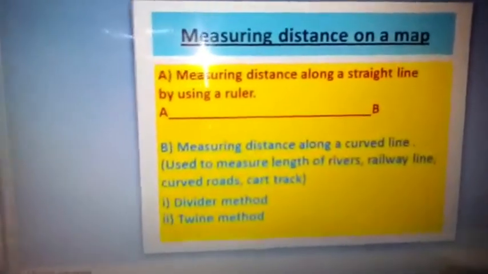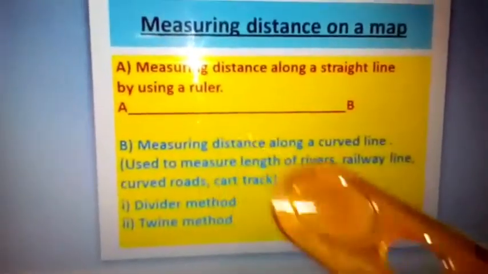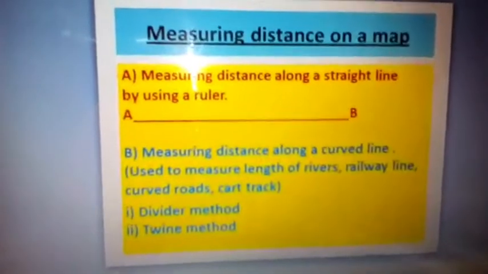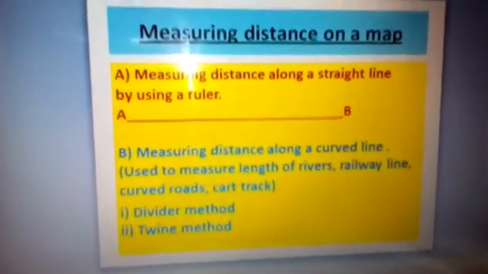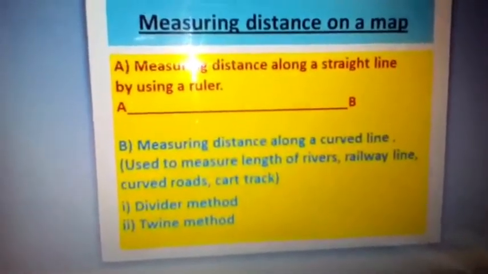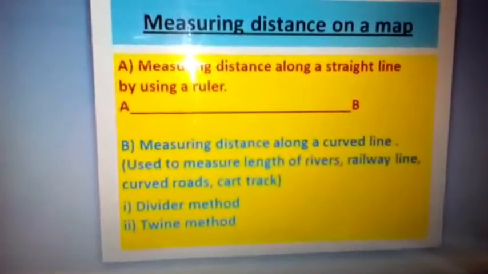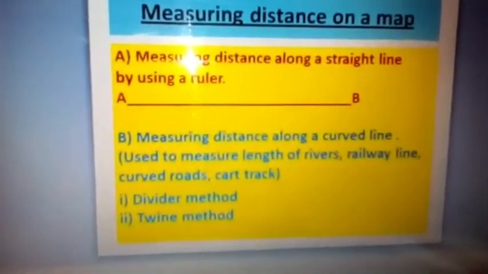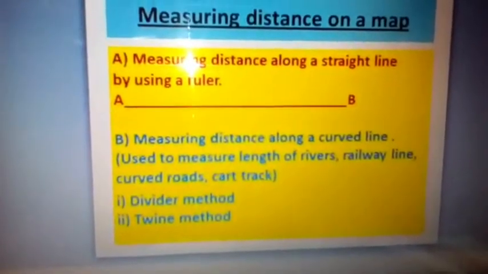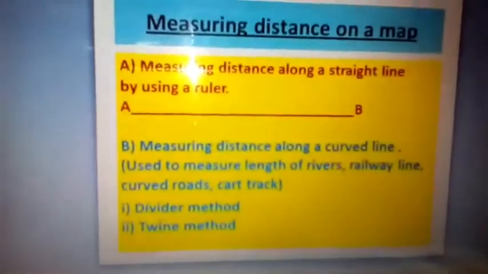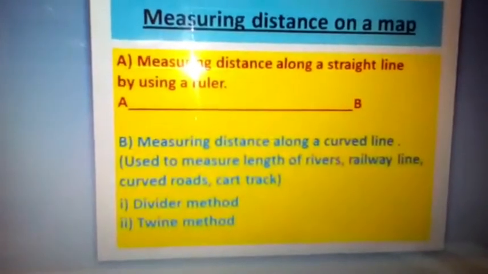So here when we have the second way of measuring, we have measuring distance along a curved line. Now where are the curved lines on the map? The curved lines are usually the rivers which are flowing, or the railway line which is going all around the terrain, or you have the curved roads or the car tracks. This can be done by two means. One is the divider and the second the twine.